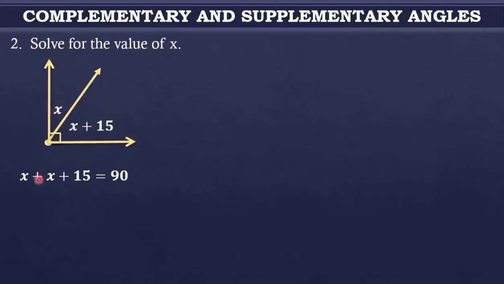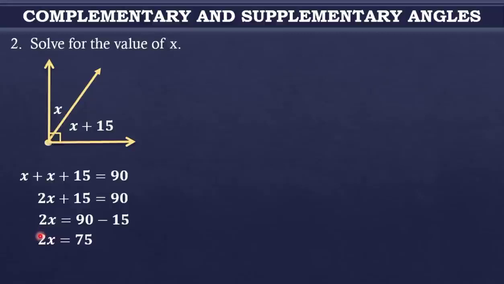So, x plus x plus 15 is equal to 90. So, ito po siya. So, dito tayo magsusolve ngayon. So, combine similar terms, x plus x, that is 2x. Okay, plus 15 is equal to 90. So, i-minus natin, transpose natin si 15. We will have 90 minus 15. So, that is 2x is equal to 75 na lang po, kasi 90 minus 15 is 75. Now, divide both sides by 2.